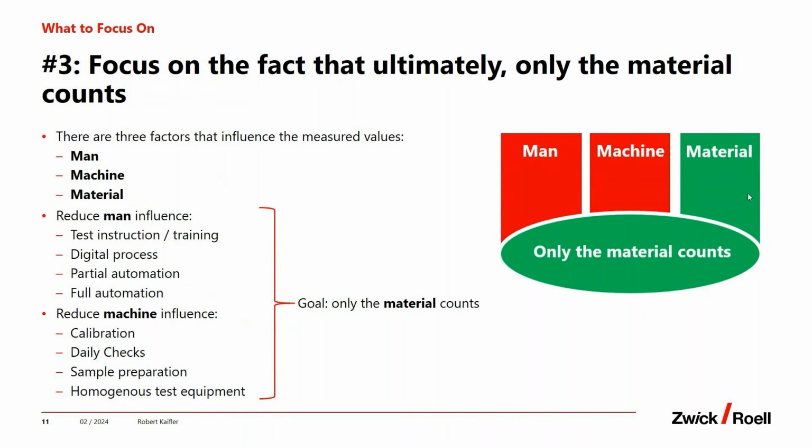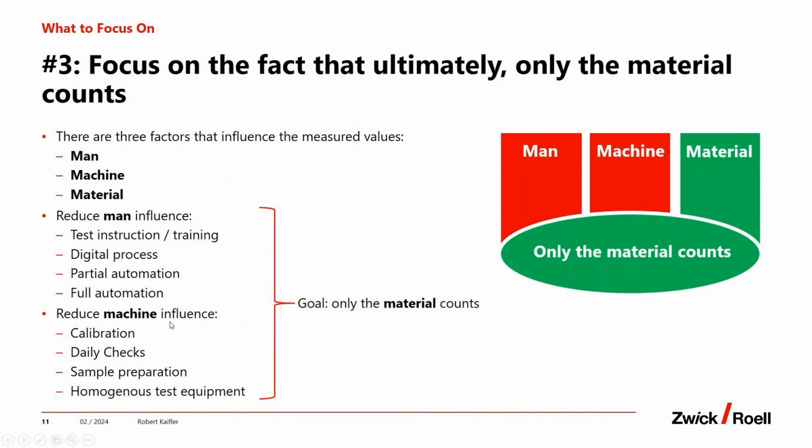So at the end, what your boss, what your company would like to know is not how cool the ZwickRoell machine is. They do not want to know how cool the operator is. They want to have a clear statement about what properties the material has, and therefore, this is the green bullet, only the material counts. So your company wants to know really what kind of values the material has: the parameters, the results. And the target we are following here is we need to focus on the material.